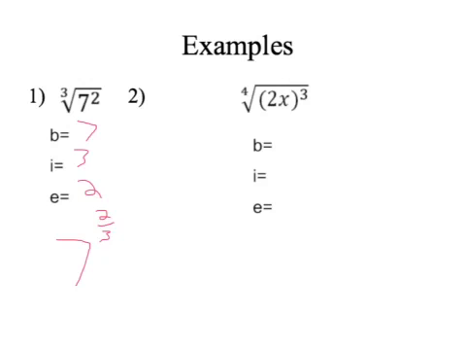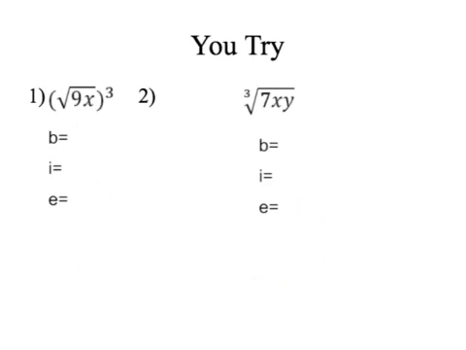For number 2, the base would be 2x, the index is 4, the exponent is 3. So my base is 2x, it stays big, put it in parentheses, and then your fraction would be 3 over 4, always exponent over index. And pause the video and do these two on your own.